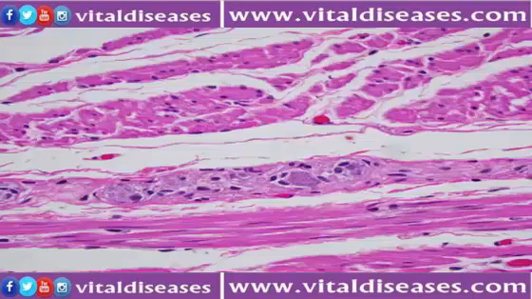Here we see the muscularis externa with ganglion cells. These ganglion cells are part of the myenteric plexus, the main nerve supply to the gastrointestinal tract.